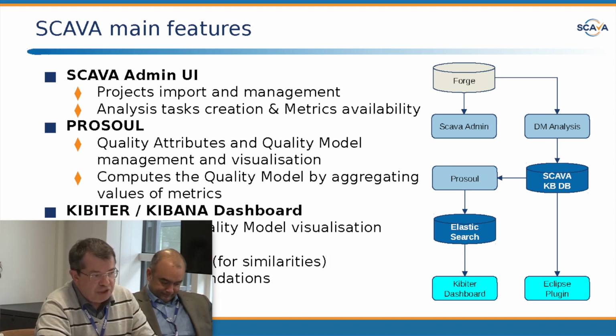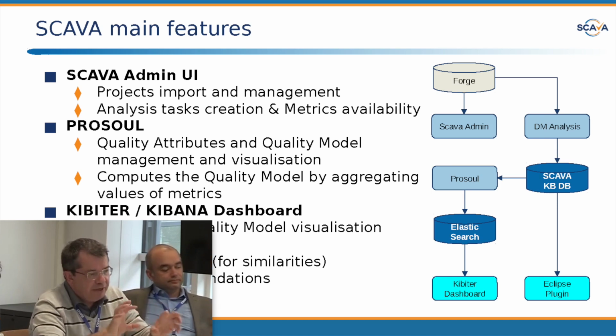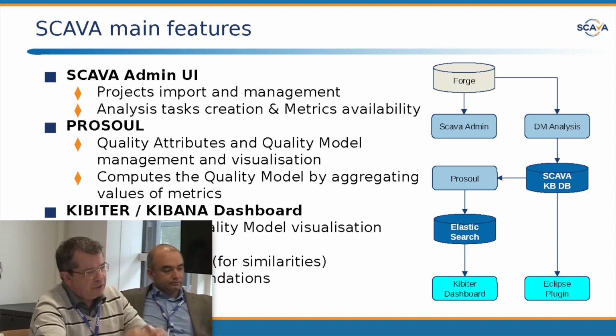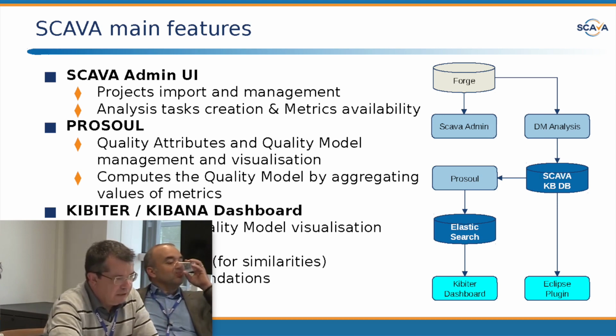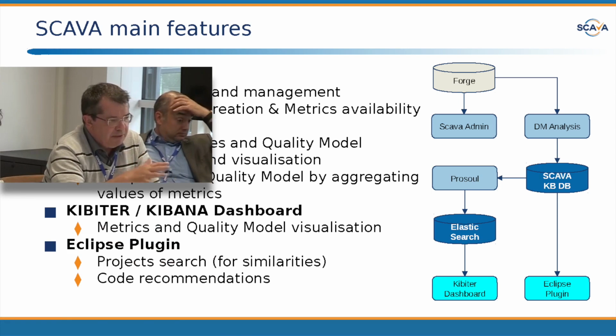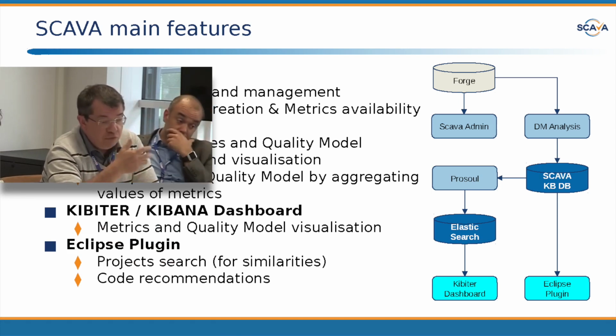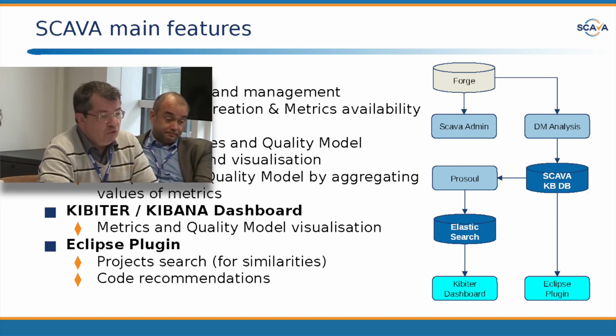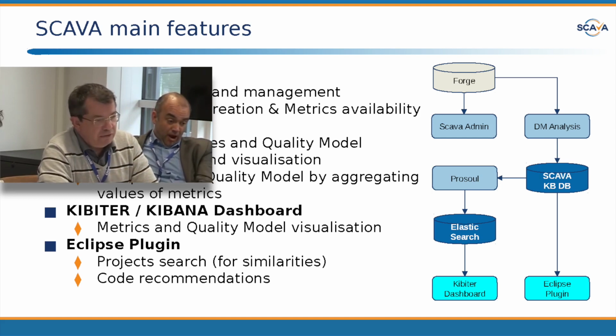We have ProSoul, which handles the quality attributes and quality models, so you can describe aggregations of different metrics and generate more advanced level data on your project. And you have the Kibana dashboard to graphically represent this information. And finally, you have the Eclipse plugin to manage that at the developer level, so you can have project search, similarity management, and code recommendations.